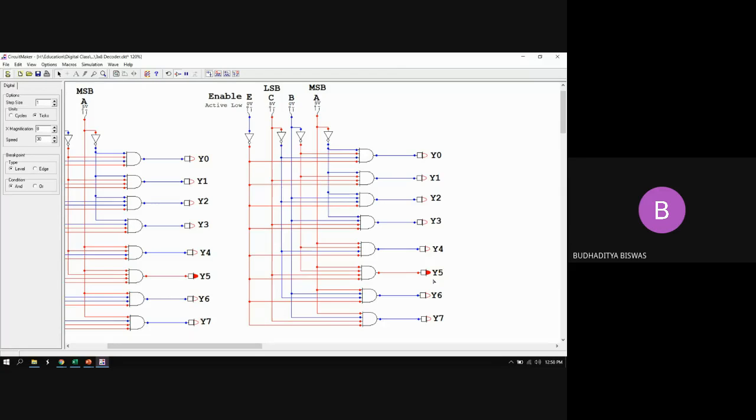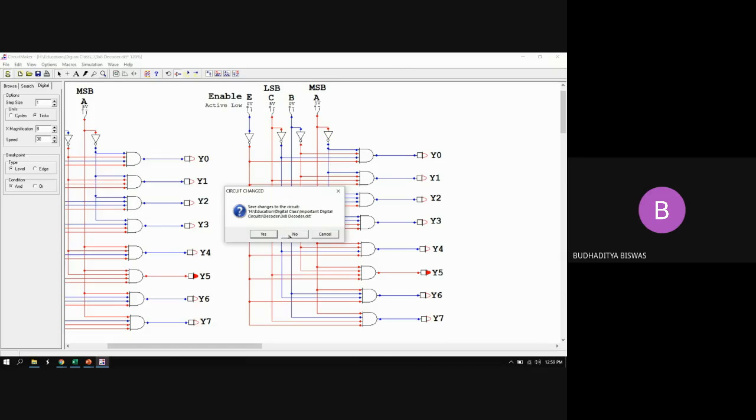Here you see y5 is 1. y5 is 1 means you can say that a equal to 1, b equal to 0, c equal to 1, and just check a equal to 1, b equal to 0, and c equal to 1. So that means a decoder is used to decode the information present inside the input combination.